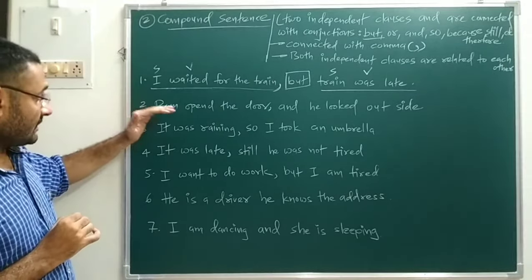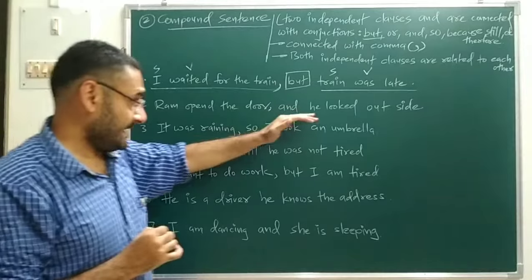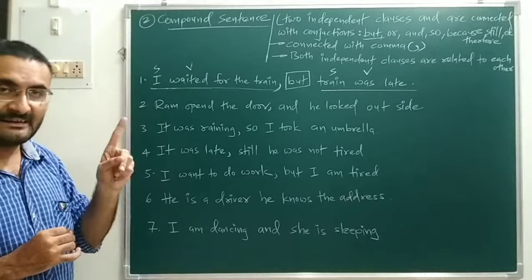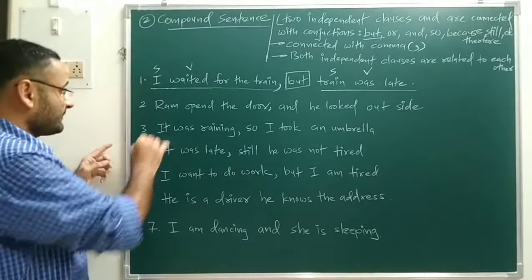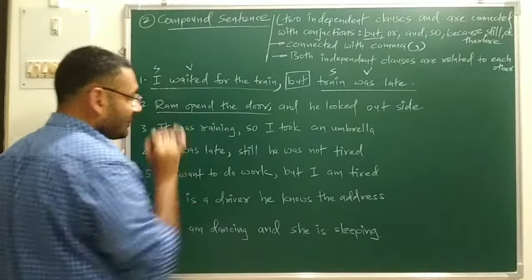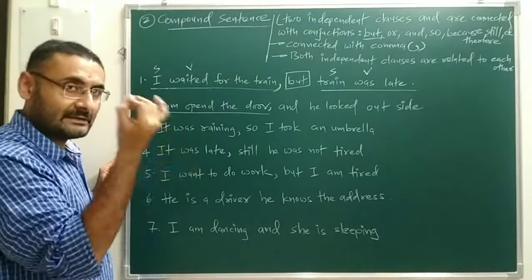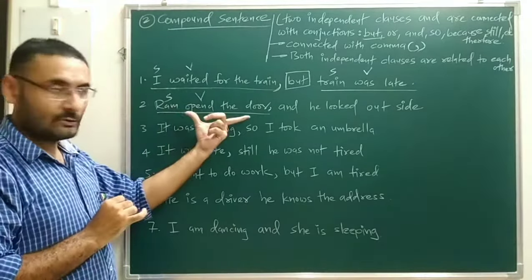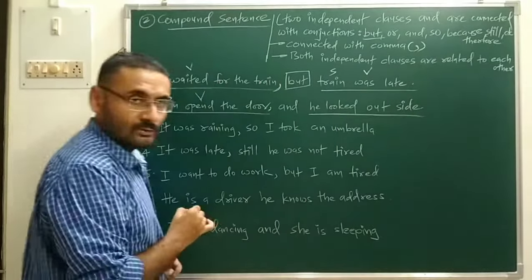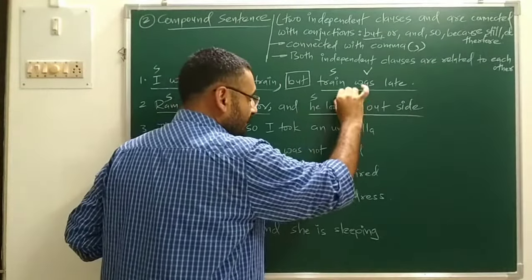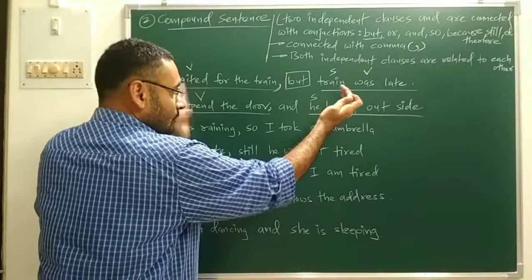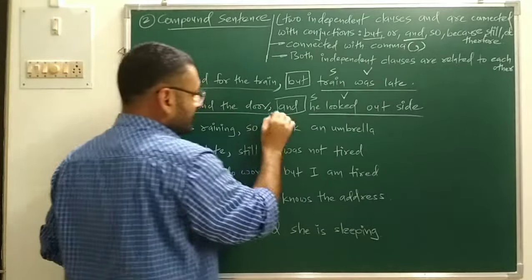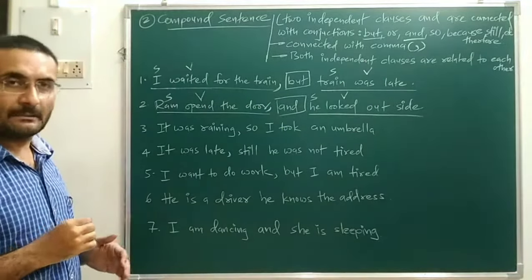Okay. Next example. Ram opened the door, and he looked outside. Again we will find out independent clauses. Two clauses must be there. Independent means gives complete thought. So Ram opened the door. That is your one independent clause, or you can say simple sentence also. Ram is subject, opened is verb. Another independent clause: he looked outside. He is subject, looked means verb. So two independent clauses are there. Both are connected with what? With conjunction like and, and connected with comma. So you can say the given sentence is a compound sentence.